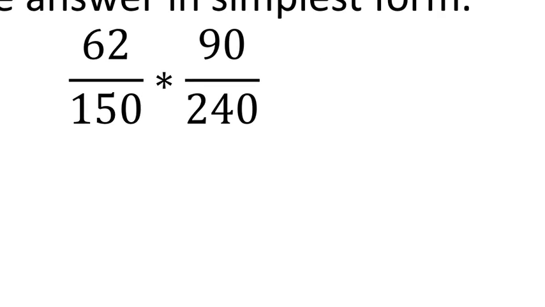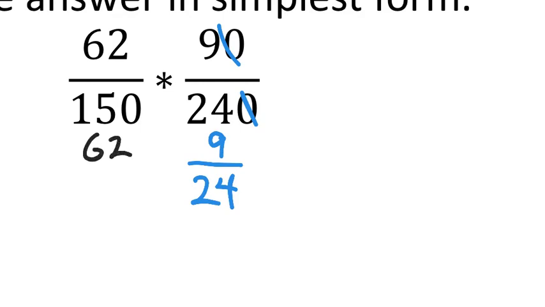For me, on this one, I would notice the zeros on the end of that second fraction right there, which then makes it 9 over 24. So not everyone would need to show this part right here, but I'm going to. And it's still being multiplied by 62 over 150.